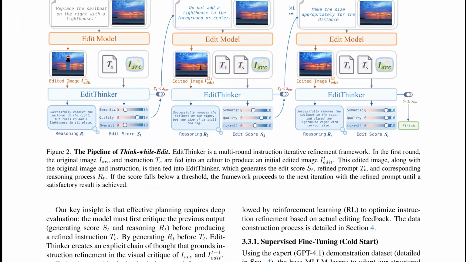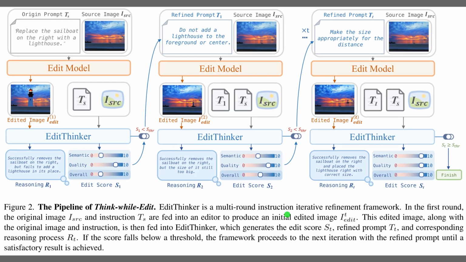Figure 2 shows how the think-while-edit loop actually runs through multiple rounds with the same photo and instruction. The top row illustrates the editor generating an initial edit from the source image and text, then receiving progressively refined prompts. The bottom row illustrates EditThinker, which inspects each edited image, writes out reasoning, and assigns semantic and quality scores. If the overall score stays below a threshold, the system launches another round. Once the score is high enough, it stops.